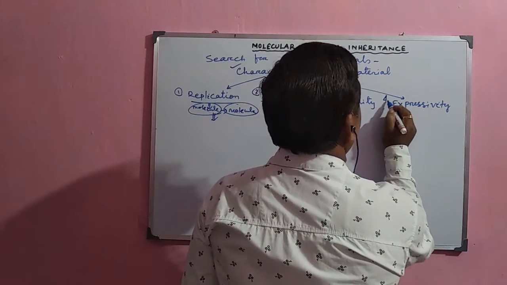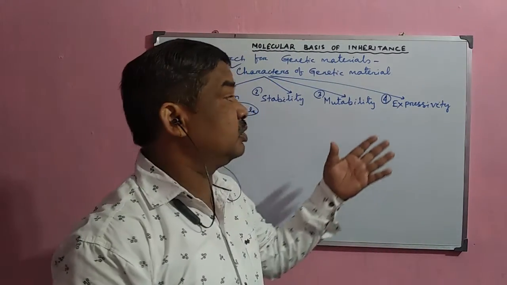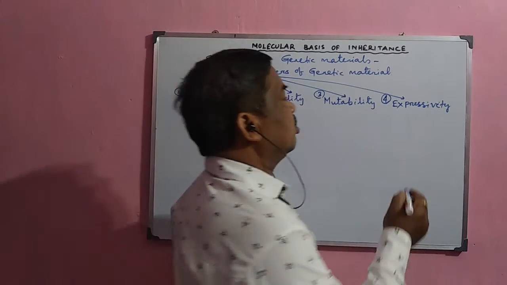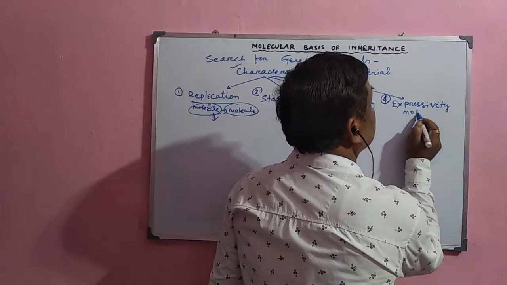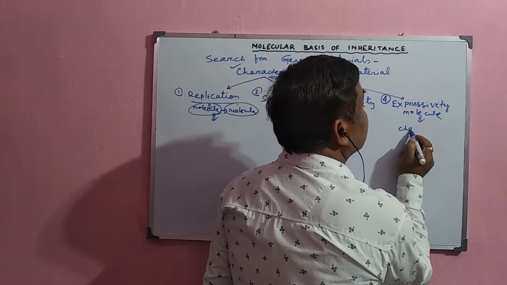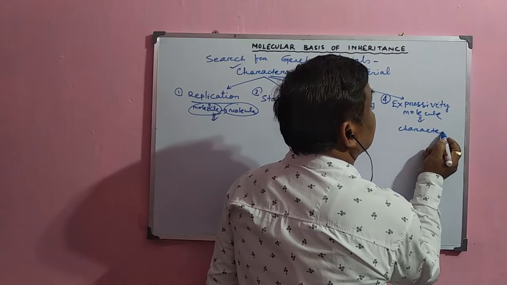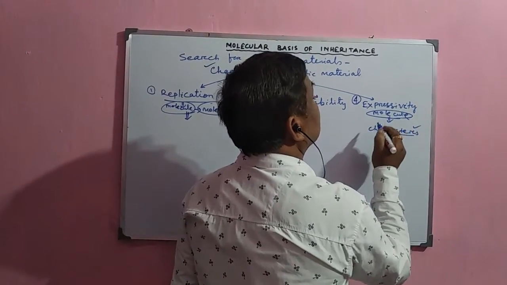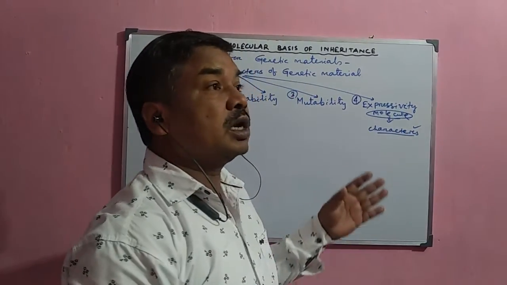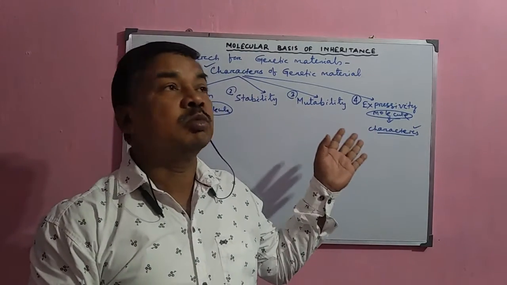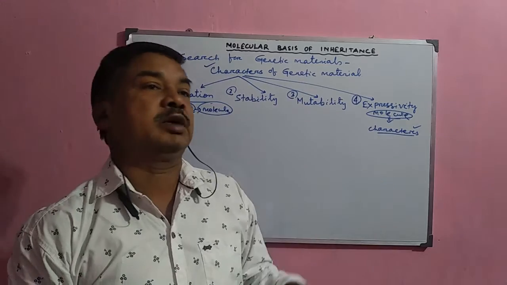Now the next one, it must have this property that is called expressivity. Suppose this is one molecule, no doubt, but this molecule must express the character. So that is why the characters are expressed by this molecule. So the molecule has the character to express itself in the form of character.